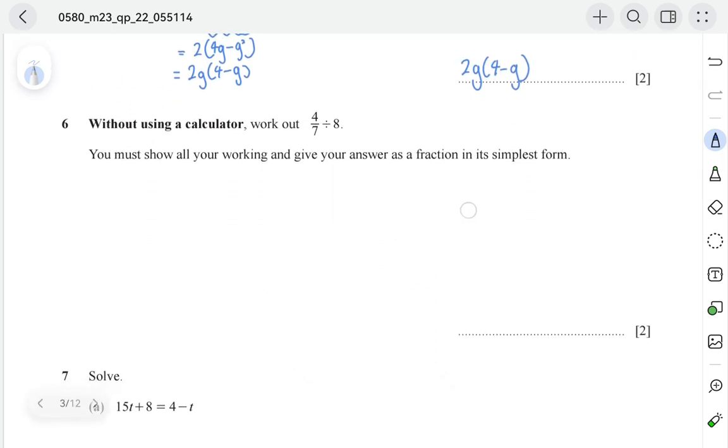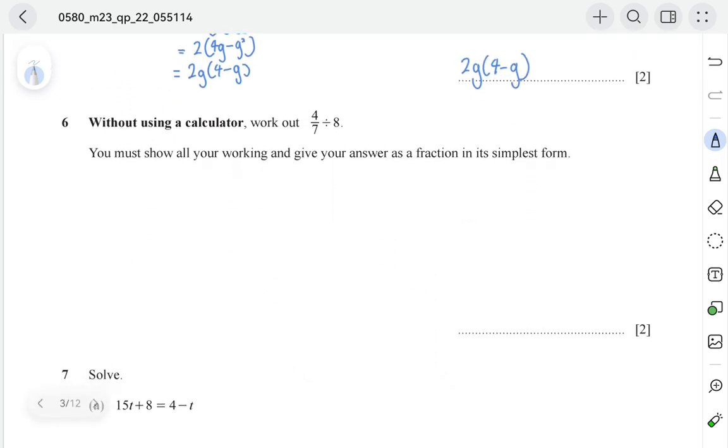Moving on to question 6. Without using a calculator, work out 4 over 7 divided by 8. Well, we know that any whole number is actually a fraction with denominator 1. And when dividing by a fraction, we have to invert it and multiply it. So that gives us 4 over 7 times 1 over 8. And we can straight away multiply that. It goes to 4 over 56. And simplifying this fraction, it becomes 1 over 14.